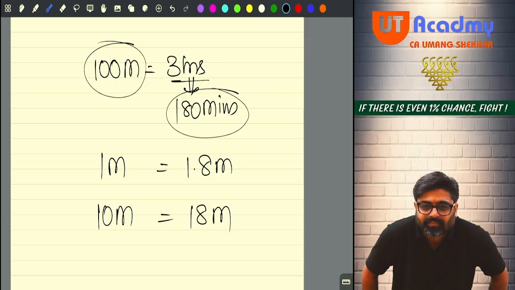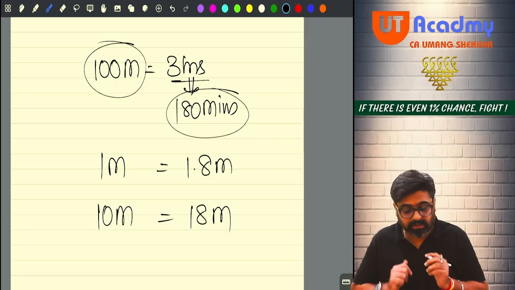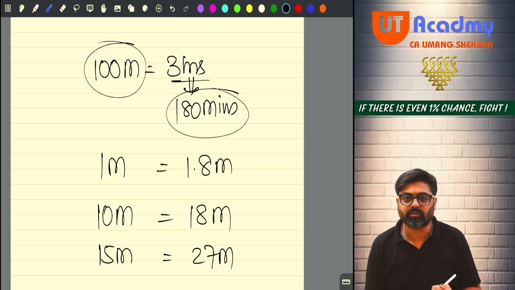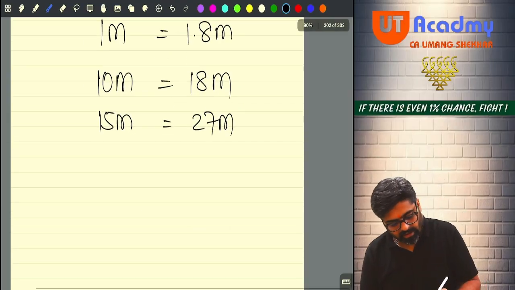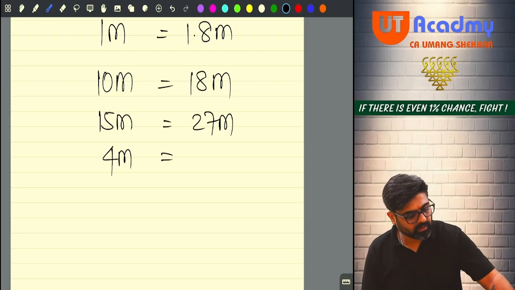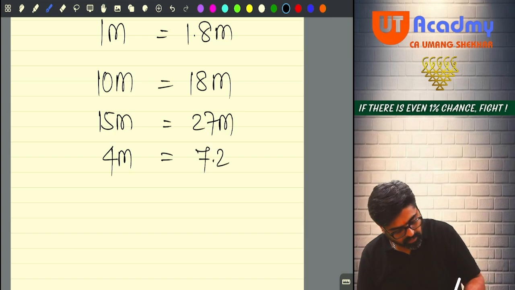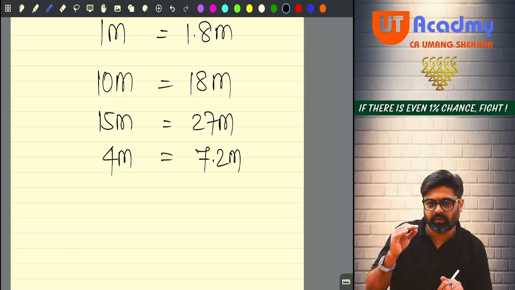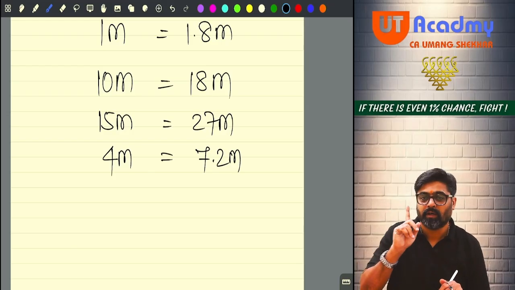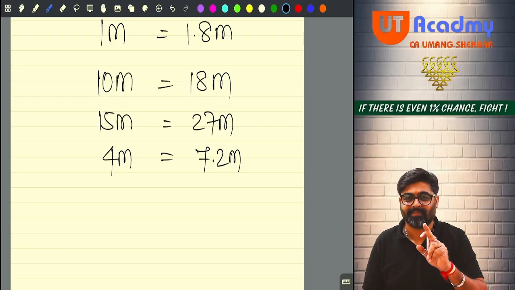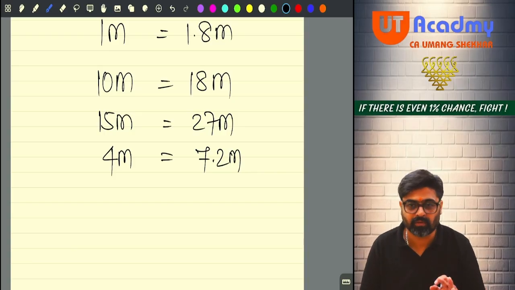Getting my point? And a question having 15 marks, you should spend 27 minutes. Reading, writing both. A question which is having 4 marks, so 1.8 into 4, 7.2 minutes. Approximately 8 minutes. If you go a single minute above this, remember you are eating the time of another question. Getting my point? So be very careful about this.